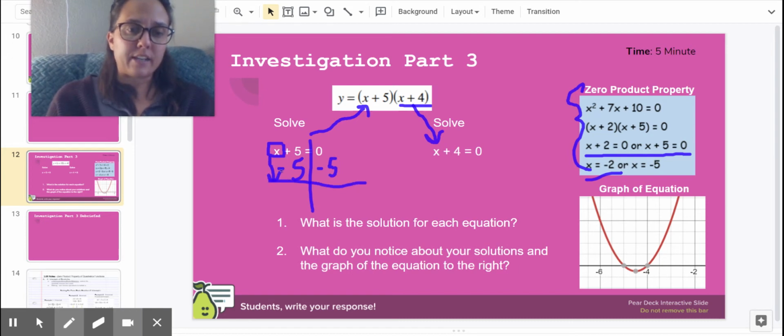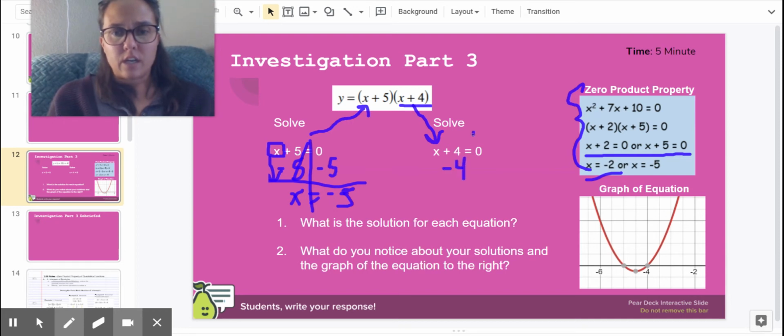So I'm going to bring my x down. 5 minus 5 is 0. It's gone. And 0 take away 5 is negative 5. I'm going to do the same over on the other equation. I'm going to subtract 4 because it's the opposite of plus 4. So we're going to get x equals negative 4.